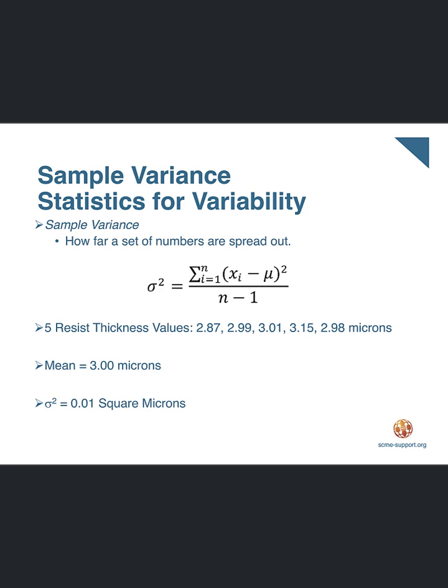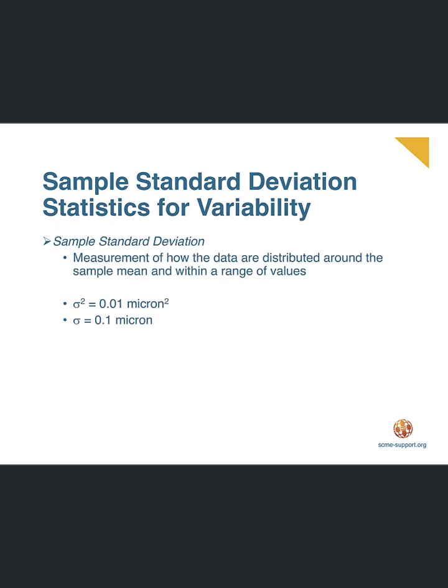Let's use our sample set of 5 measured photoresist thickness values, 2.87, 2.99, 3.15, 3.15 microns, and sample mean, mu, is 3.00 microns. We have 5 data values here, so our n is equal to 5. Plugging these values into the variance equation, we come up with 0.01 square microns.